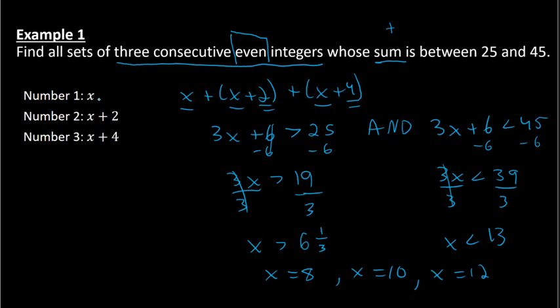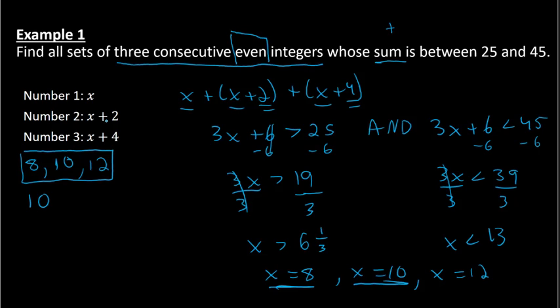Alright, so if x is 8, then the next number is 8 plus 2, which is 10. The next number is 8 plus 4, which is 12. So this is one set of possibilities, and that is if x is 8. All right, well, if x is 10, then we start at 10, right? The first number is 10. Number 2 is 10 plus 2, which is 12. And number 3 is 10 plus 4, which is 14.